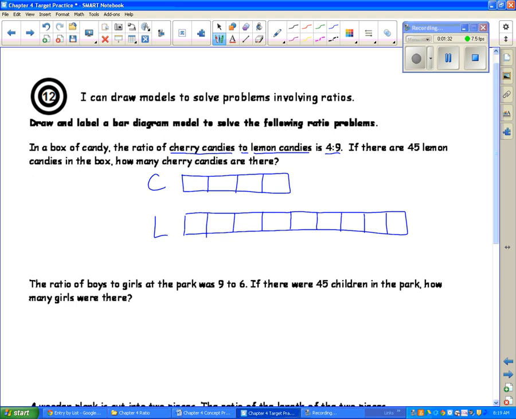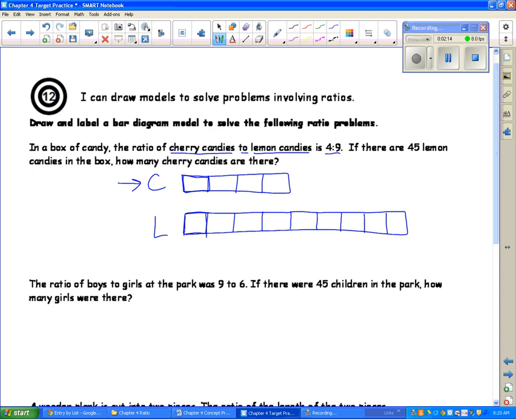So each of these units could represent 1 candy, in which case you'd have 4 cherry candies and 9 lemon candies, or each of these units could represent 2 candies, so you'd have 8 cherry candies and 18 lemon candies, or each unit could represent 3 candies, so you'd have 12 cherry candies and 27 lemon candies. So it's important to remember that each of these units represents the same quantity or amount of whatever it is being considered. So we have our ratio of 4:9.